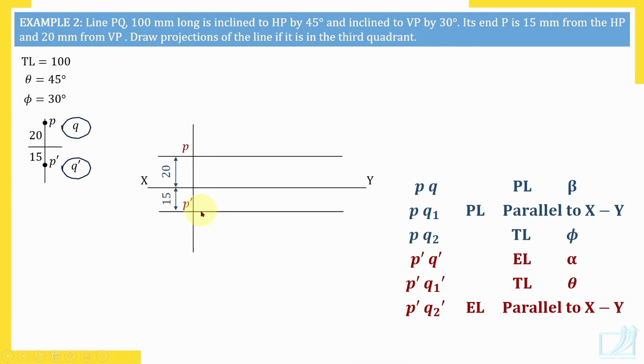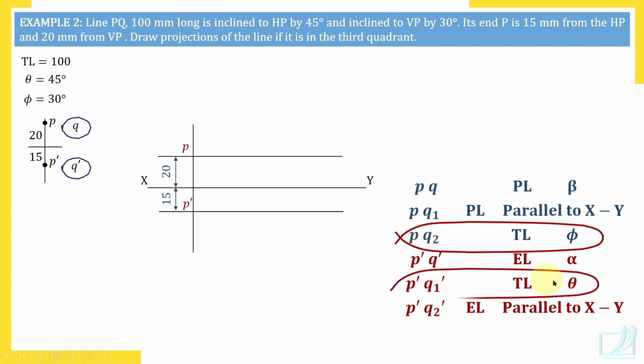Out of these 3 top views and 3 front views, in the sense, out of these 6 views, the views which you will be able to draw directly by measurements using the data, draw those views. So this is data. Out of the 6 views, which view will you be able to draw? Let's check it. TL and phi, true length and phi, you know, that means you can draw PQ2 directly by measurements. Also, true length and theta, watch here, true length and theta given, that means P dash Q1 dash also you will be able to draw directly by measurement.